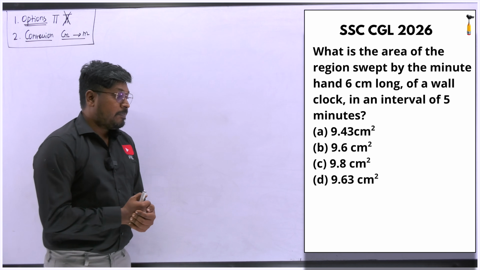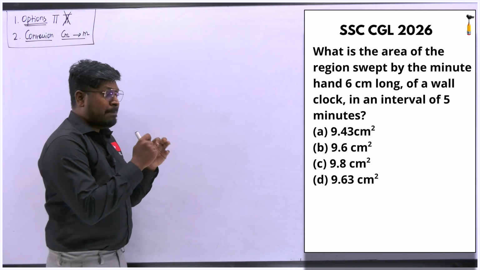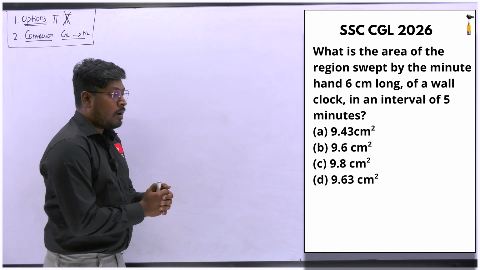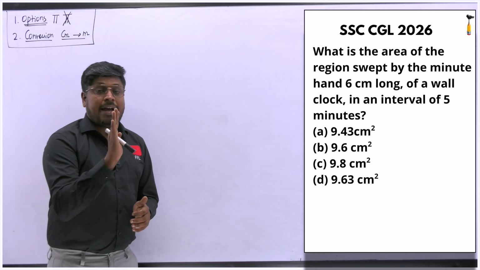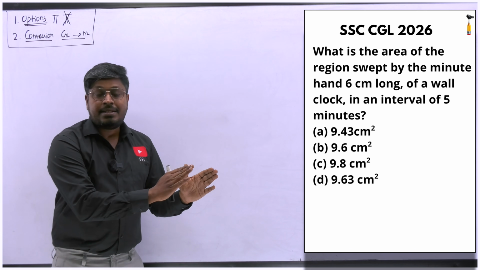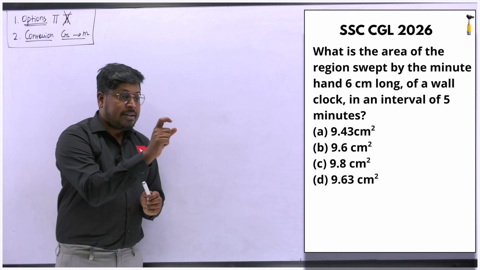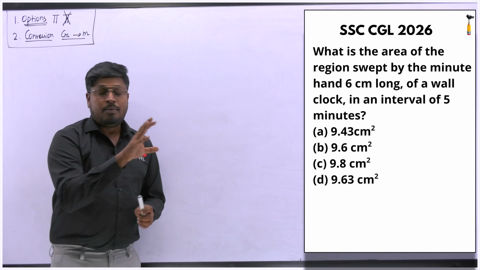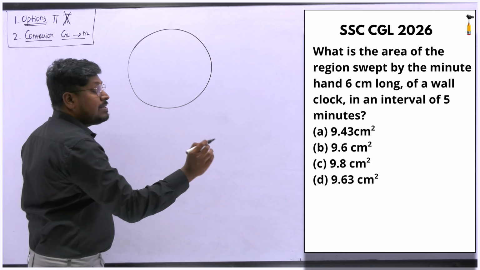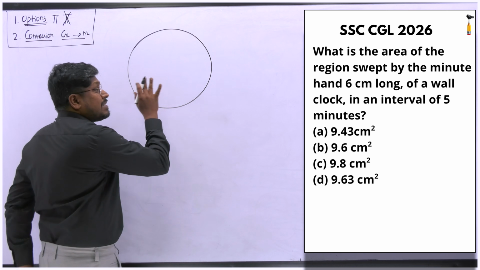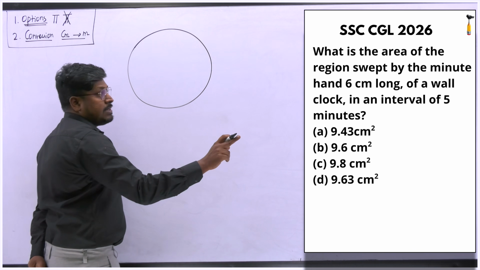Question number 4. What is the area of the region swept by the minute hand, 6 centimeter long, of a wall clock in the interval of 5 minutes? See, it is also related to a question that we solved in the sector concept. There they have given a direct angle, but here there is a clock, right? In the clock we need to find the area of the region covered by the minute hand. They have given that the minute hand is 6 centimeter long.